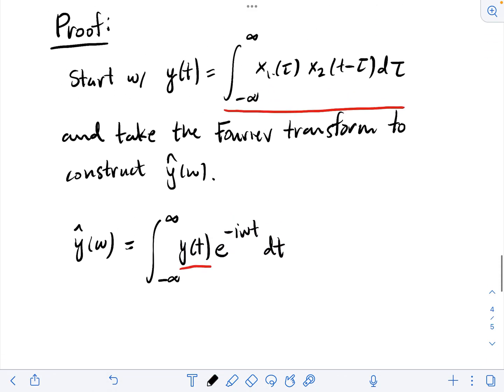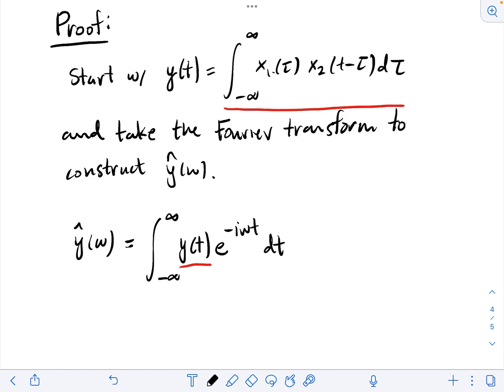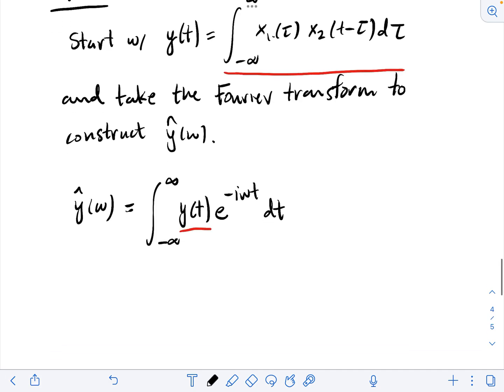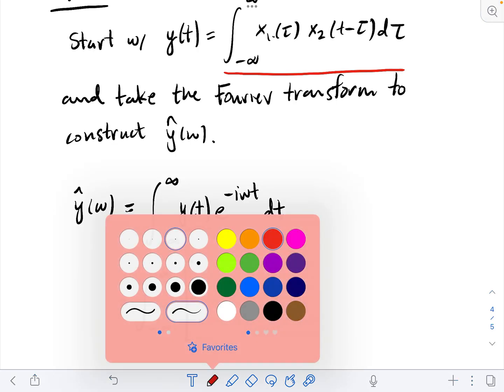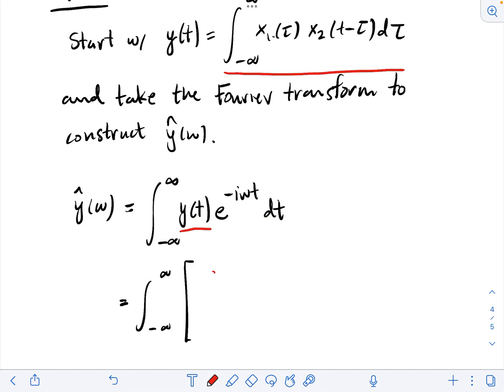One integral is going to be over the variable t, so that's the Fourier transform, and then the other integral is going to be over the variable tau, which is the convolution. Okay, and so we start with our integral over t, and then we sub in our y of t function. What I'm going to do is try to match the two integrals with the dt and d tau using colors, just so we can try to keep that as straight as possible.